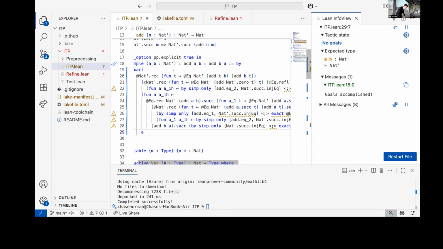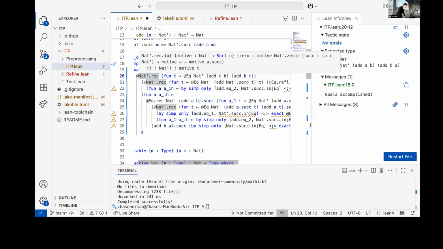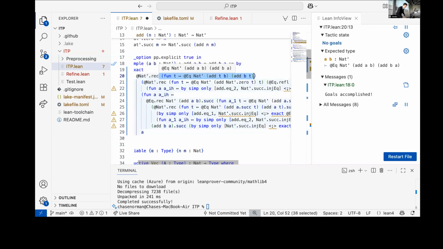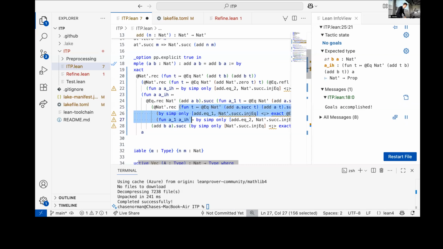Now, Canonical does all three of these at the same time. Here you can see we have three instances of the recursor on the natural numbers, which is induction. We're synthesizing the induction predicates, and the induction predicates are higher order, right? They're functions. And we're synthesizing the proofs inside.